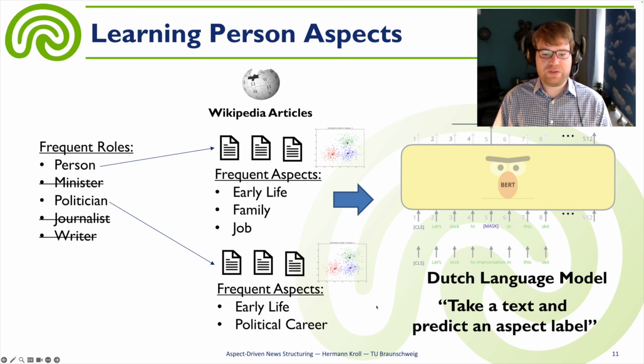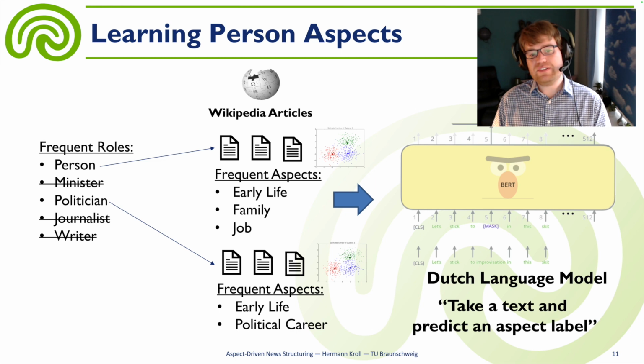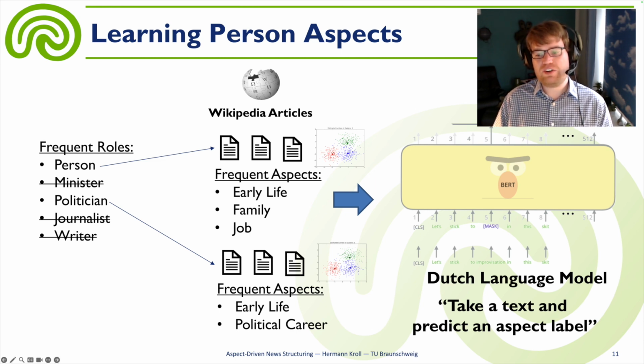In the end, we had different aspects which were frequent across a role, and then we sampled some training data to train a Dutch language model to take a text and predict an aspect label. We know Winston Churchill is a person. Here's an article. Is the article about the early life of a politician, or is it about the family of a person? Then we applied the different trained language models to annotate the text and used it to structure the articles into our interface.